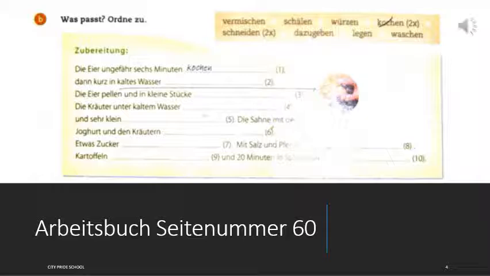Die Kräuter unter kaltem Wasser. The herbs under cold water. Und sehr klein, and very small. Die Sahne mit dem Joghurt und den Kräutern. The cream with the yogurt and the herbs. Etwas Sugar, a little bit of sugar. Mit Salz und Pfeffer, with salt and pepper. Kartoffeln und 20 Minuten in Salzwasser, and for 20 minutes in the salt water. So now you try to write the correct verbs here. You write it first, then we will discuss the same.